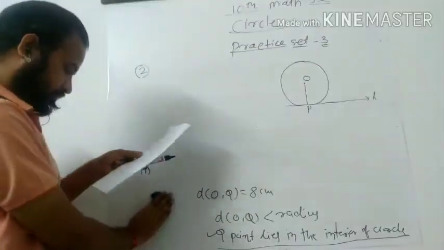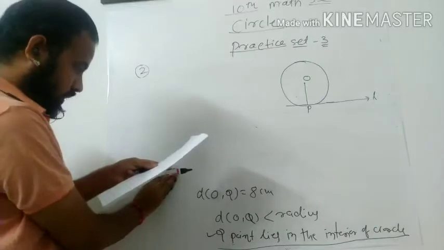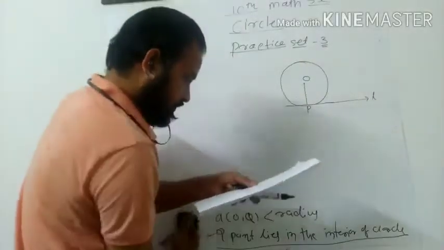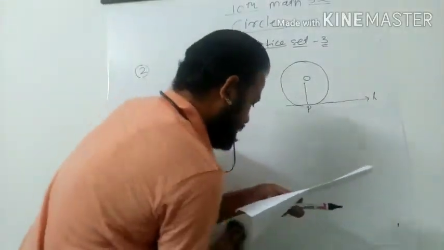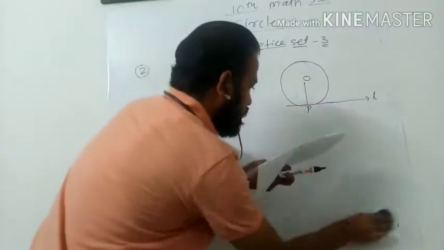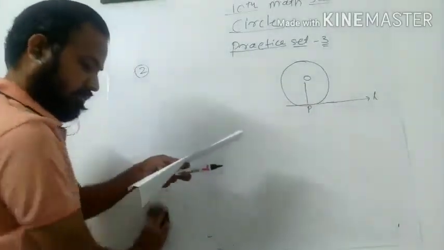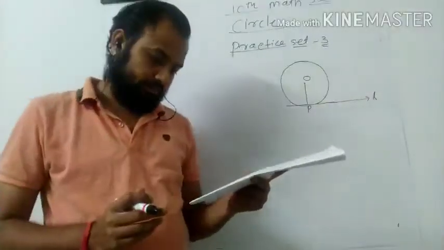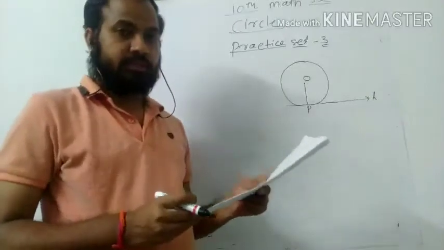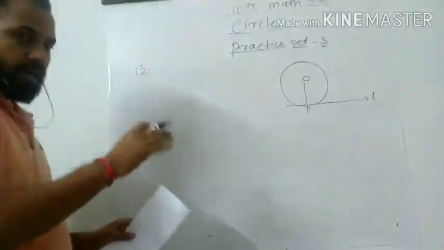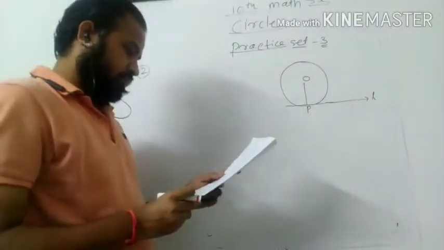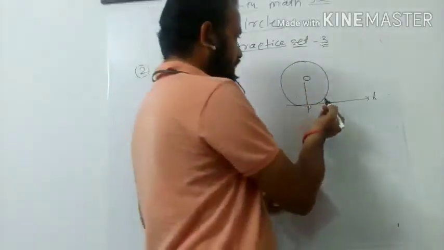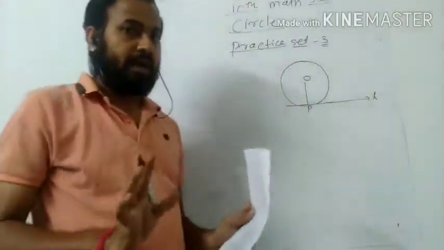They will ask us, if the distance of O to R is 15 centimeter, this distance is given from O to point R as 15 centimeter, how many locations of point R lie on the line L, and what will be the distance of that point R from point O. Here it is mentioned that point R lies on the line L.